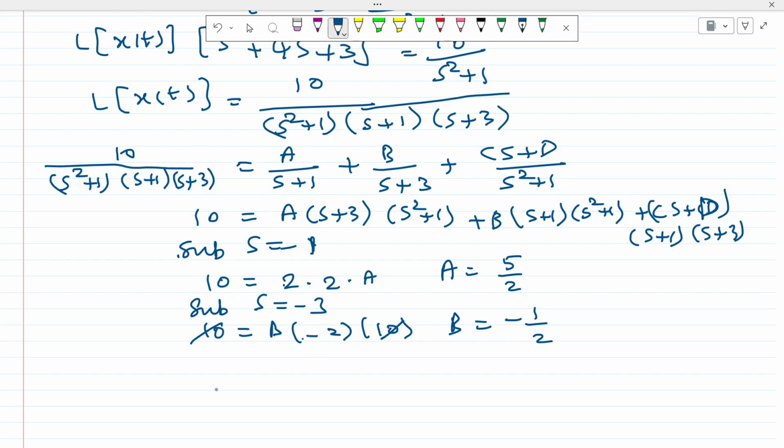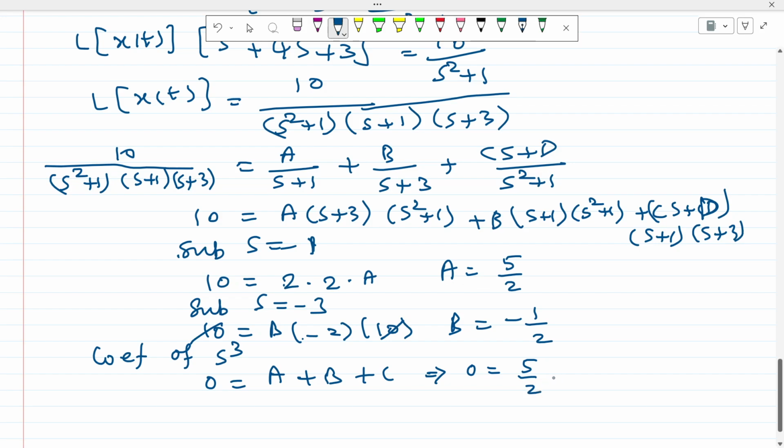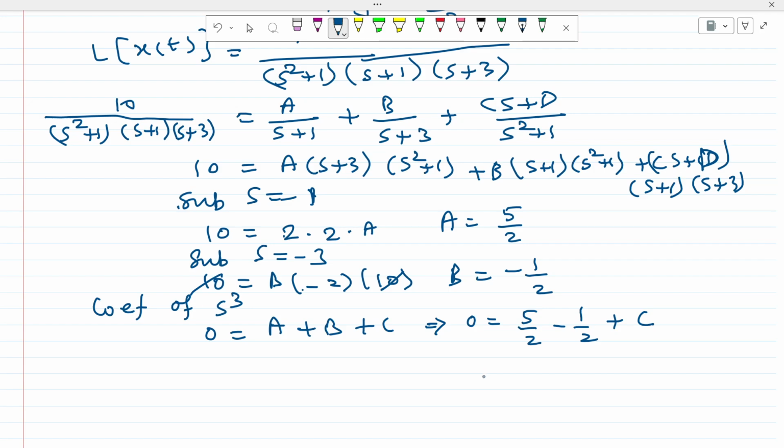Okay, fine. Now, taking the coefficient of s cube, 0 equals a, since the s cube coefficient from the a term is a, from the b term is plus b, and from the c term is plus c. So 0 equals a, which is 5 by 2, plus b, which is minus 1 by 2, plus c. So what do you get? C equals what?